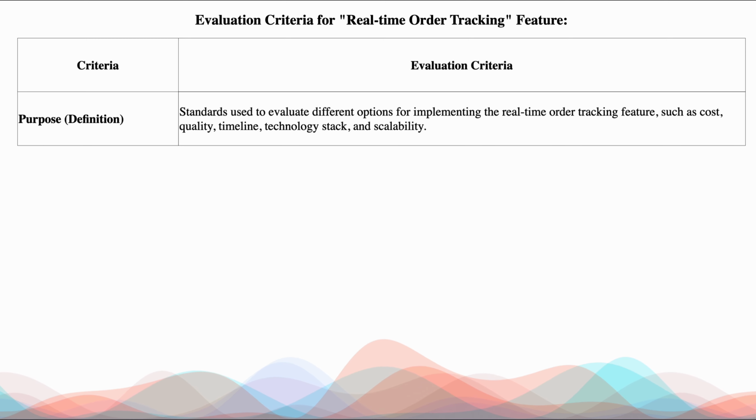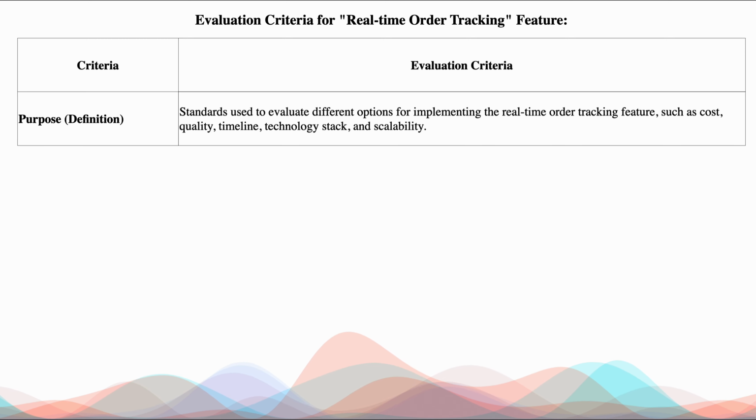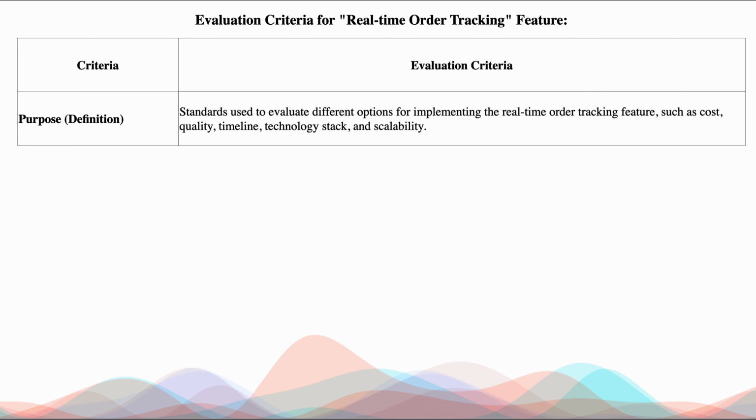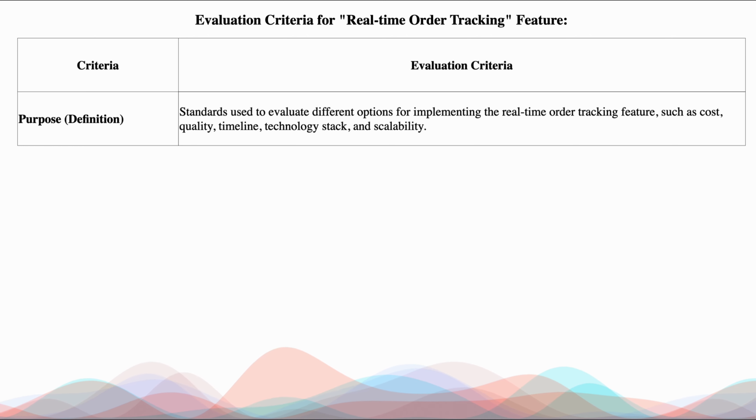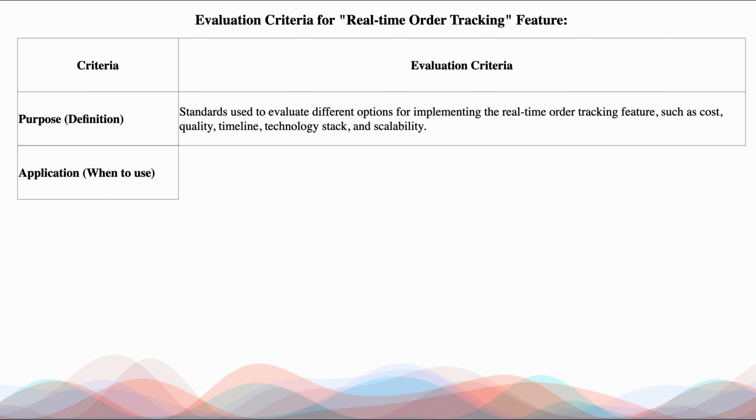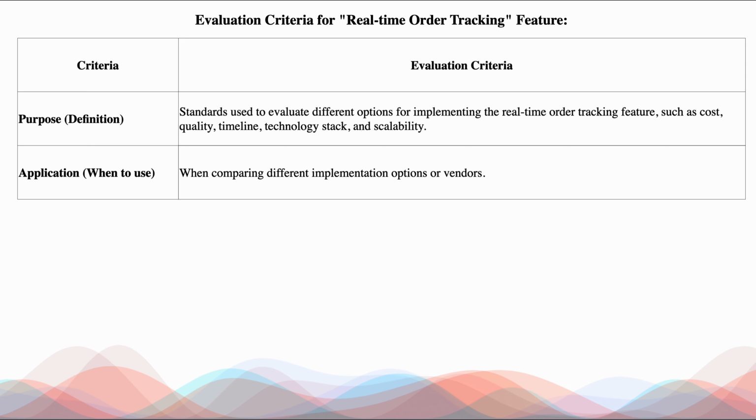Next is evaluation criteria. The same example, same feature, real-time order tracking feature. Now we'll use evaluation criteria and we'll see where we can use this technique. The purpose here is a standard used to evaluate different options for implementing real-time tracking, such as cost, quality, timeline, technology stack, and scalability, what we just discussed. It is used when comparing different implementation options or vendors.